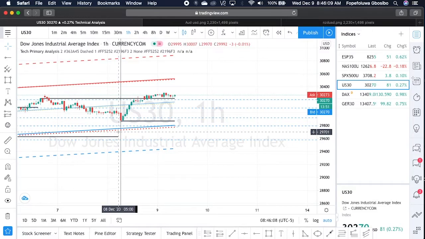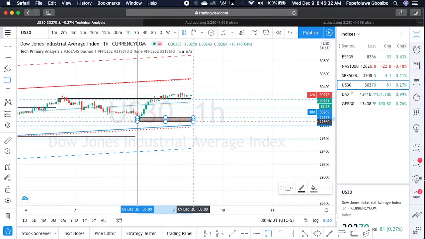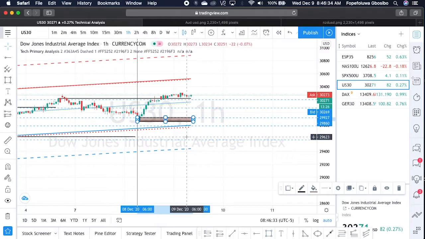So it's not at the bottom of the channel, but a rejection was formed on the 1 hour. And after the rejection was formed, it's close to, let me draw a box to make you see it, it's close to this line. So at this point is when I'm going to take it.